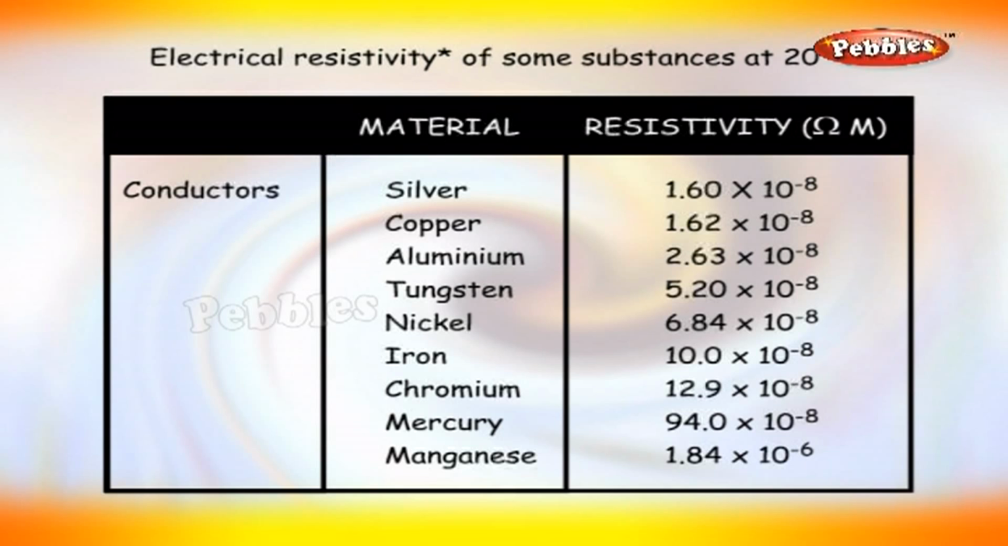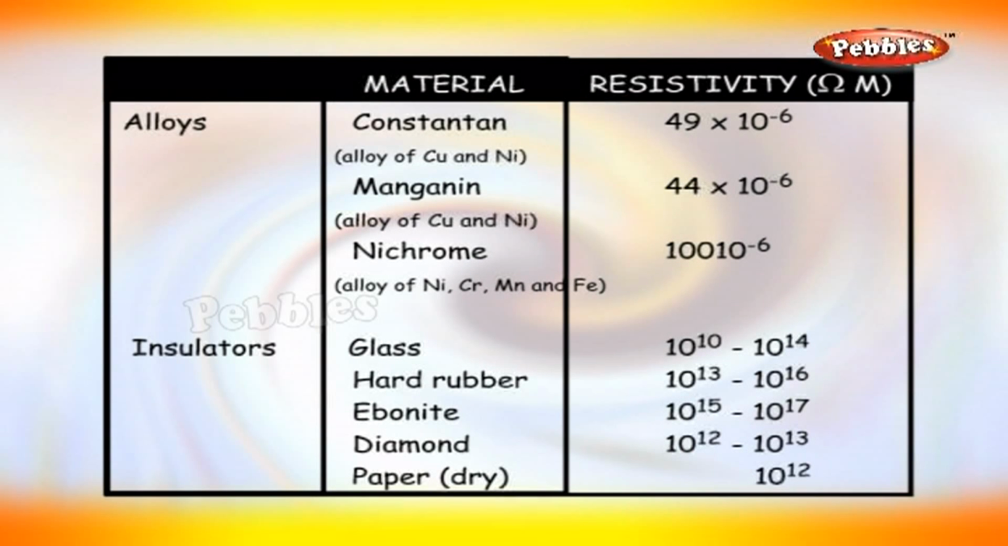Manganese, 1.84 times 10 to the power minus 6. Alloys. Constantan, 49 times 10 to the power minus 6. Manganin, 44 times 10 to the power minus 6. Nichrome, 100 times 10 to the power minus 6.